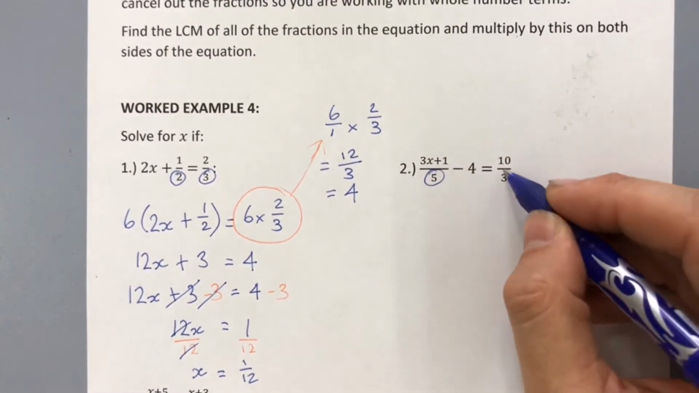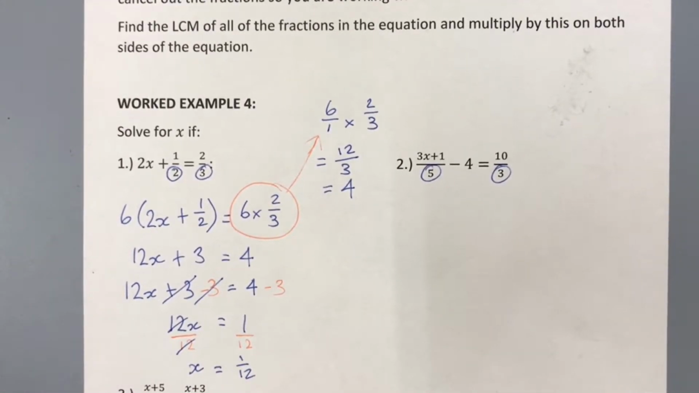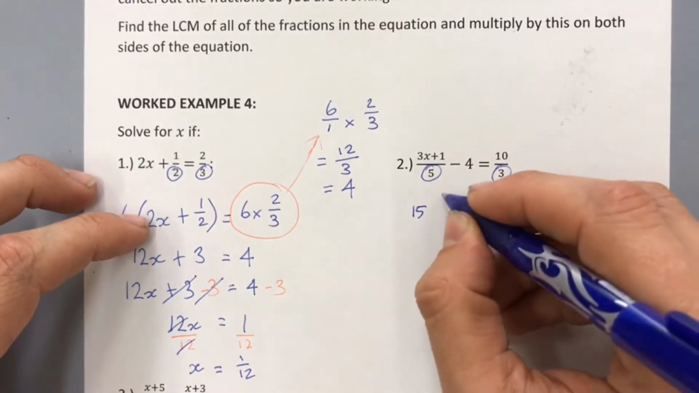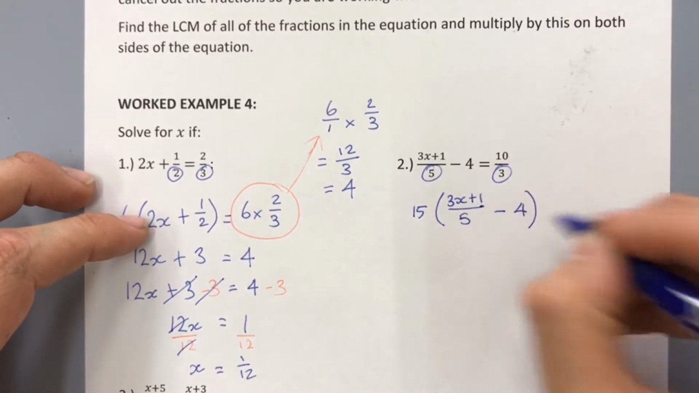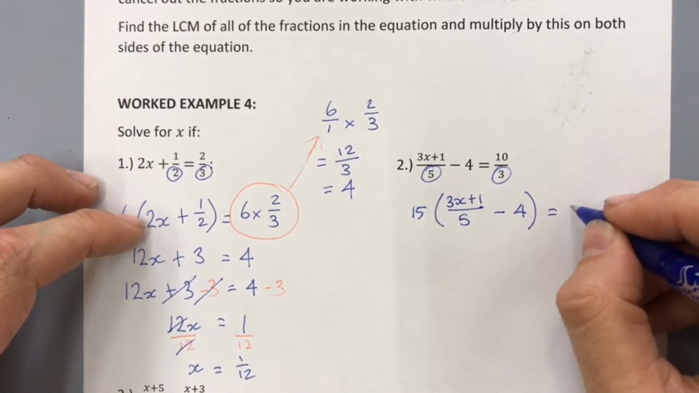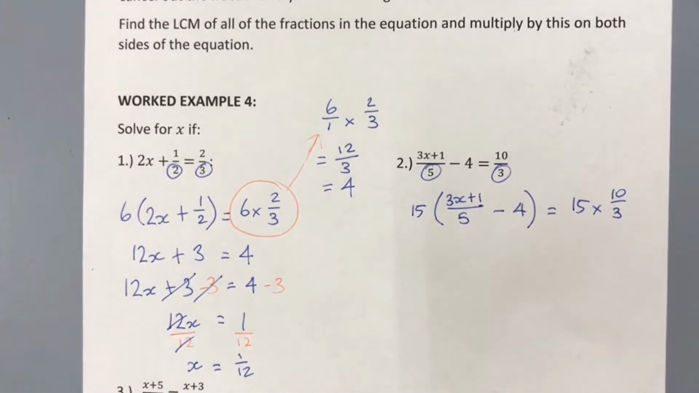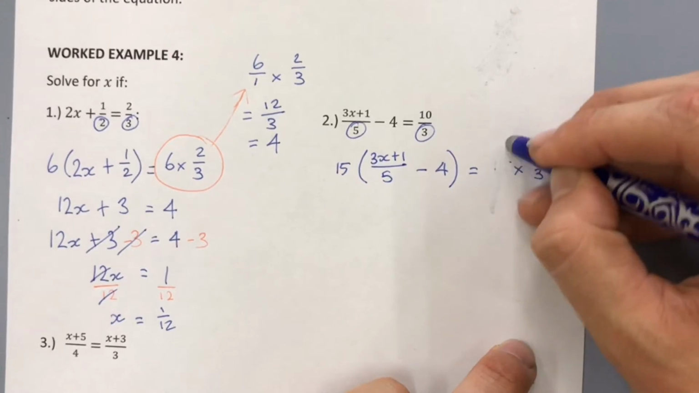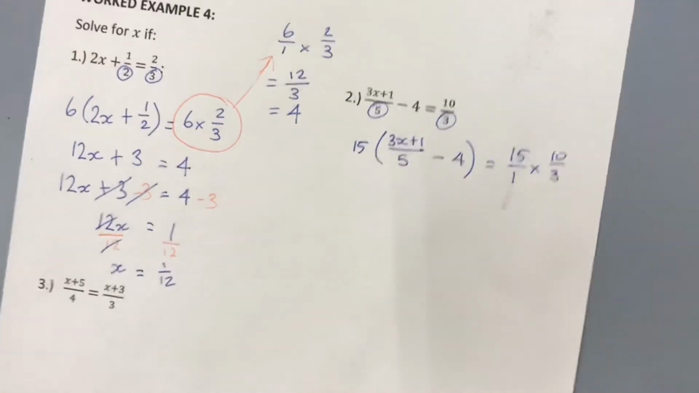Again, looking at our two numerators, so scrap that idea. If we're looking at our two numerators here, what's our smallest number that both 5 and 3 are going to go into? 15. So we're going to multiply both sides of our equation now by 15. Okay, so 15 times 3x plus 1 over 5, take away 4. And 15 times 10 over 3. When we're dealing with fractions, rather than writing this as 15 times 10 over 3, it can always be a good idea to turn 15 into a fraction too. So make this 15 over 1.